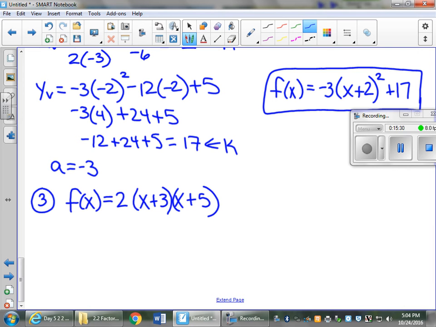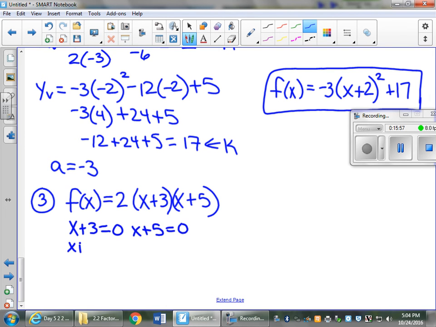Okay. You have two options with this. You could first distribute it into standard and do it the way we just have been doing it. Or you know how to find the vertex in intercept form, so let's just do that. So we start off by getting the x-intercepts, setting these equal to 0.